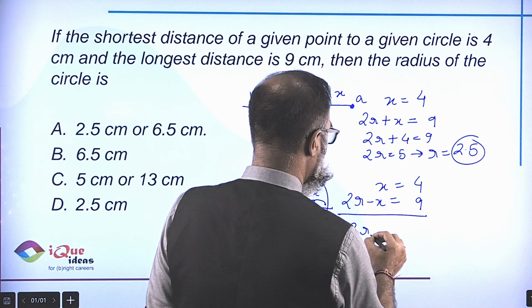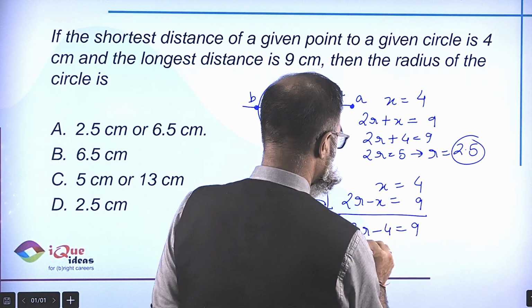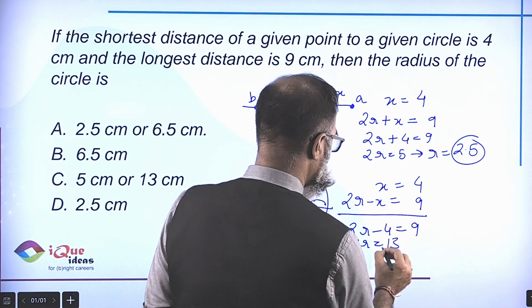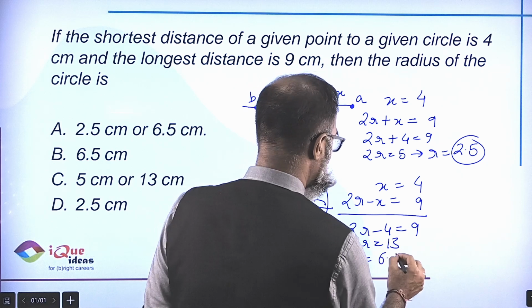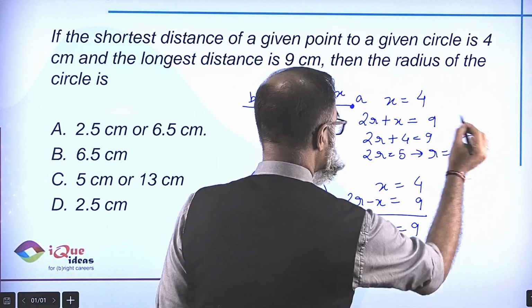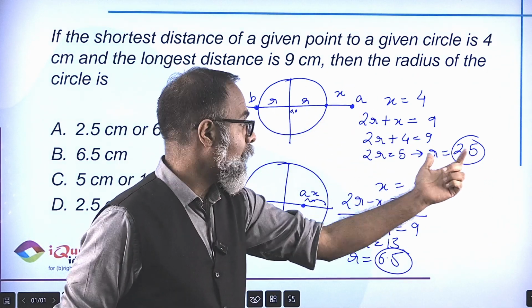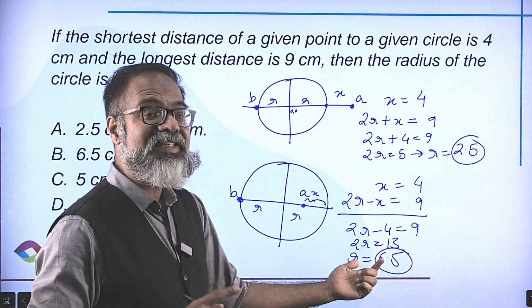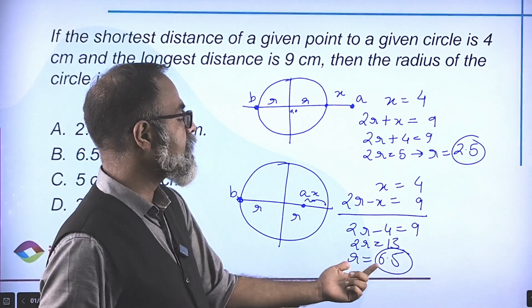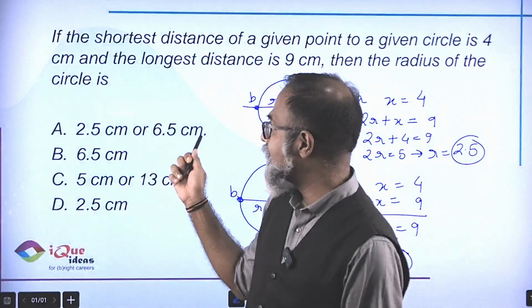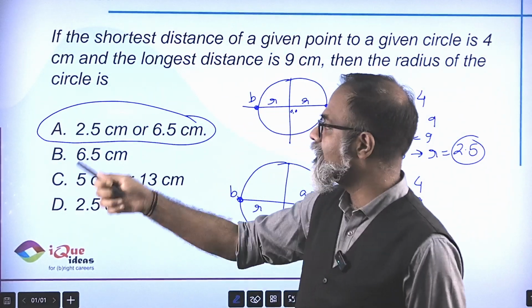So I get 2r minus 4 is 9, 2r is equal to 13, or r is 13 divided by 2, 6.5. So I've got two possibilities. If the point is outside, it could be 2.5. But if the point is inside the circle, the radius of the circle could be 6.5. And that is definitely an option available.